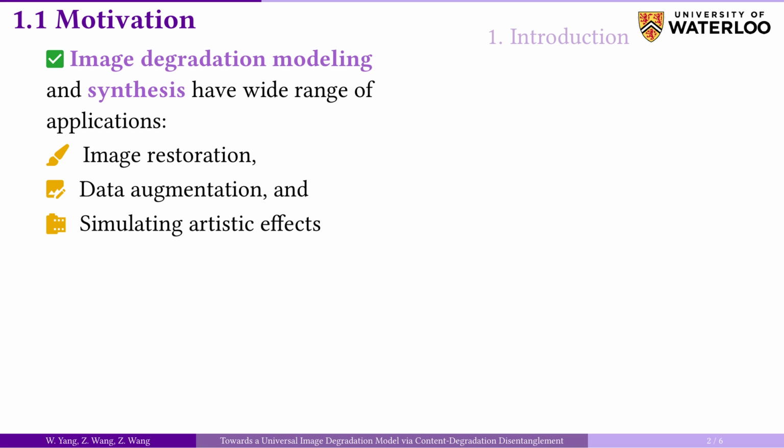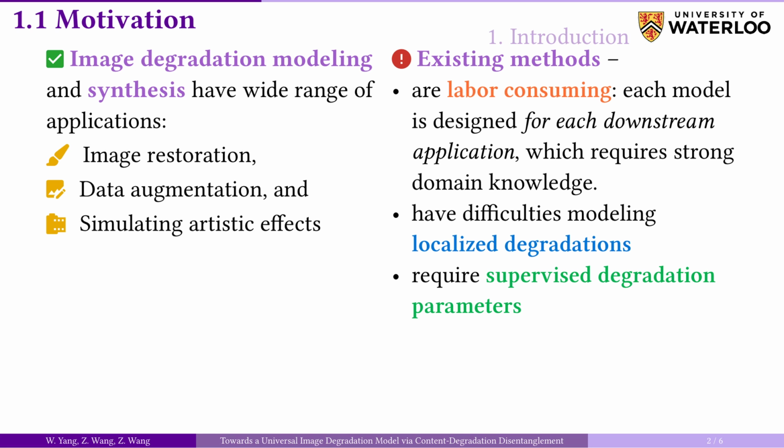Image degradation modeling and synthesis have a wide range of applications in the field of computer vision and image processing. It is useful in image restoration, data augmentation, and simulating artistic effects such as film grain. However, existing methods are rather limited.